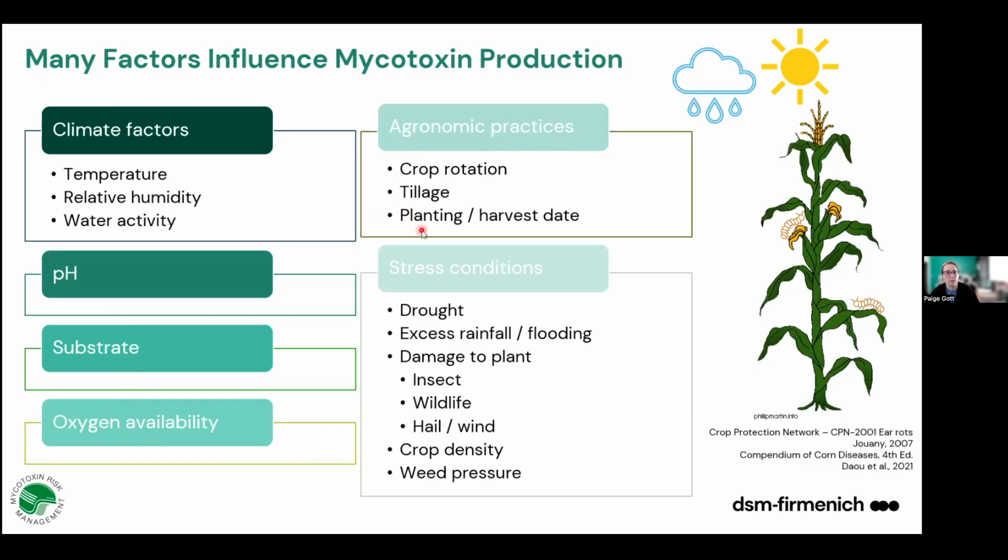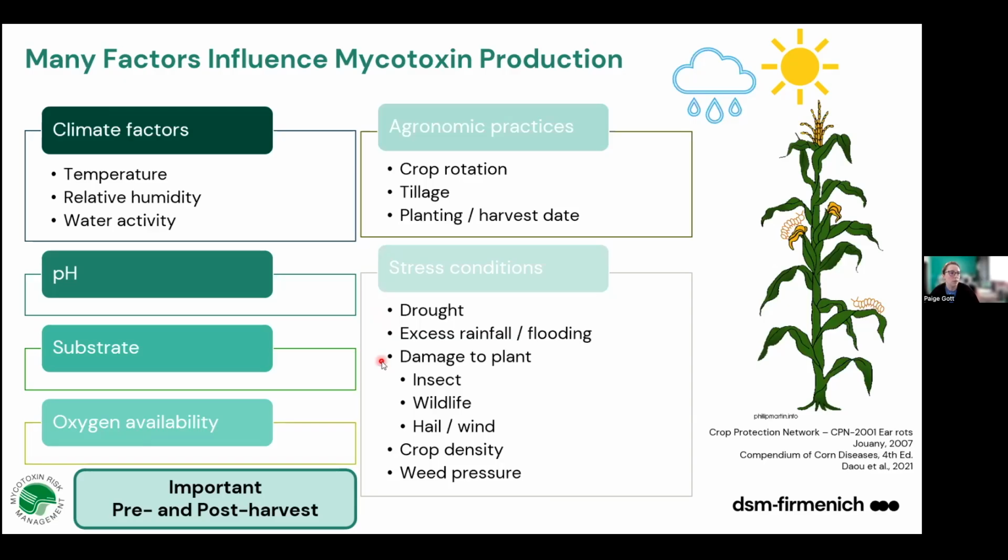And then other factors like the planting and harvest day also play a role. Again, those stressors are really important. Anything that stresses the plant makes it more susceptible. So we often think of some of the weather extremes like drought conditions, or when there's times of excessive rainfall or flooding events that occur, that can make a crop more likely to have mycotoxin issues. And of course, anything that damages the plant, whether that's insects, wildlife, hail, or wind, also opens the door to increase the likelihood for contamination.